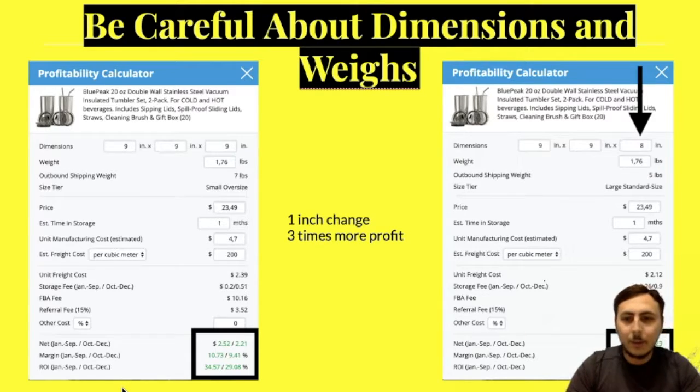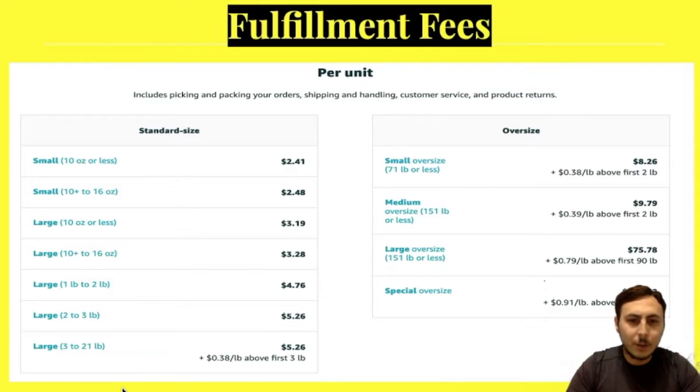Let's look at together. These are fulfillment fees of Amazon. Of course, standard size and oversized product costs are different. Calculate your profit margin with this information. So do not think that I'm saying not to sell oversized products. You can sell, of course.